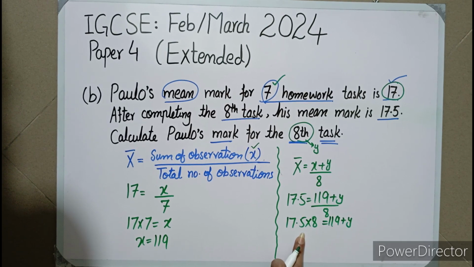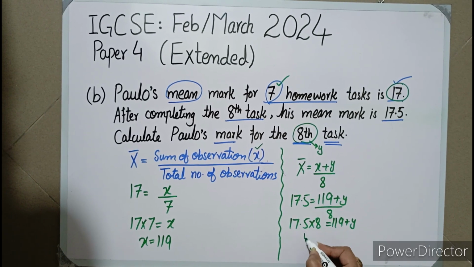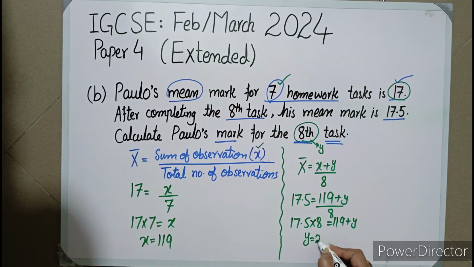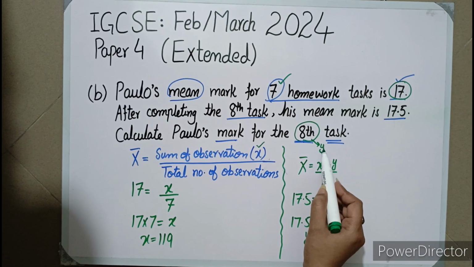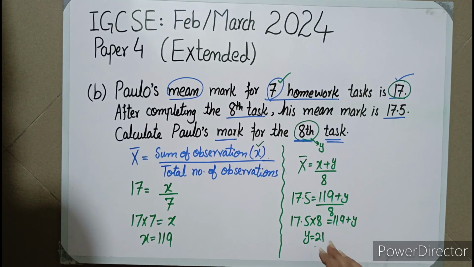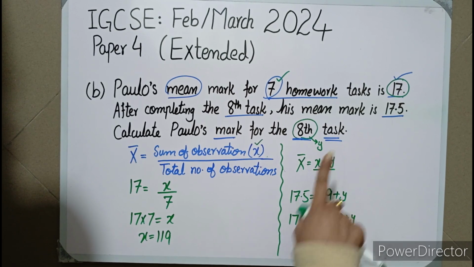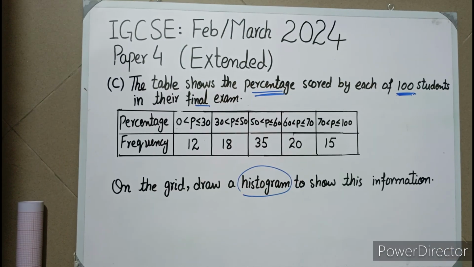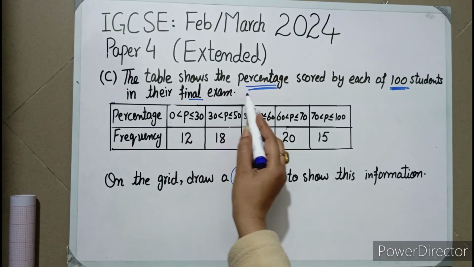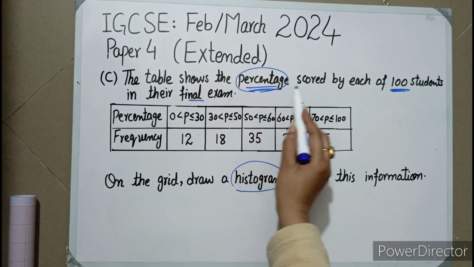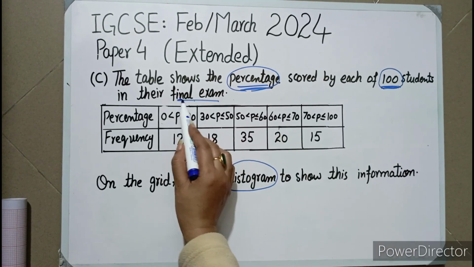From the result, you have to subtract 119 and you will get the value of y as 21. As I have denoted the 8th task as y, here we get the answer that he has scored 21 marks in the 8th task. In the last part of the question, the examiner says the table shows the percentage scored by each of 100 students in their final exams.